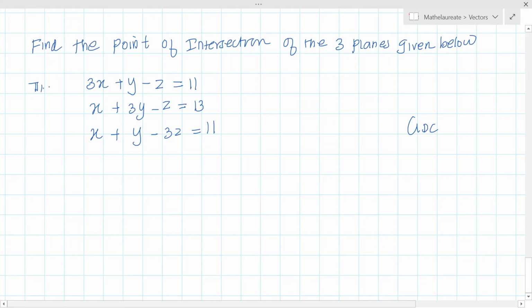The first plane pi1 is 3x plus y minus z equal to 11. The second plane equation is x plus 3y minus z equal to 13. The third plane equation is x plus y minus 3z equal to 11. First, let us make the coefficient matrix.